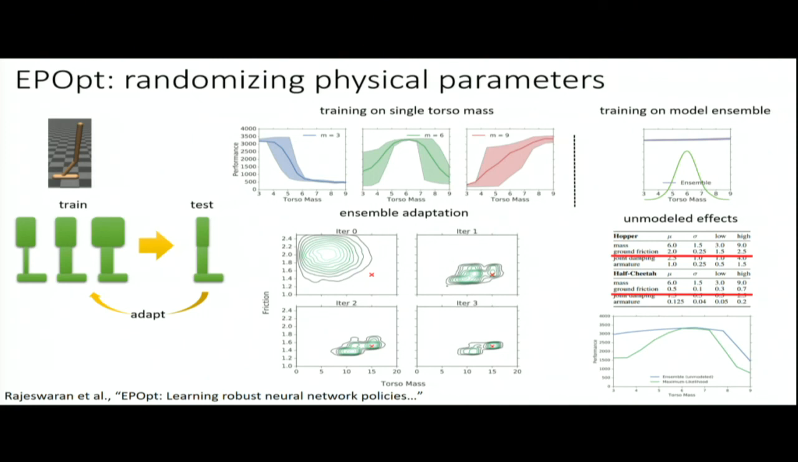OK, so I think that's it for today. When we come back next week, I'll talk about randomization for transferring visual policies and also multitask transfer learning.